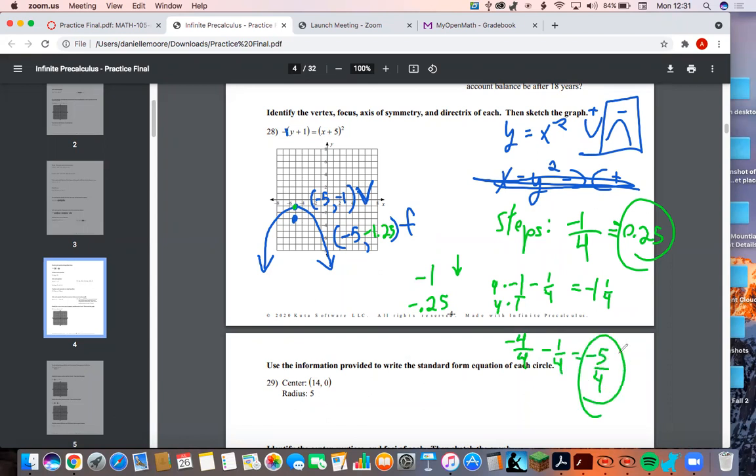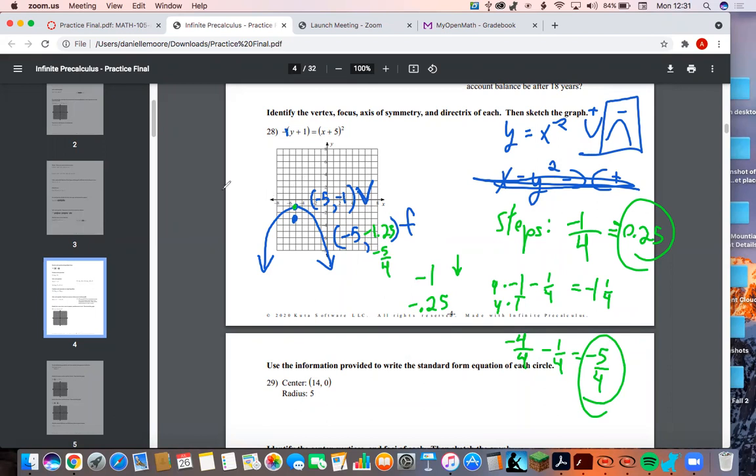And I think that's the way they have it in your answer book, or in the answer key here, is negative 5/4, which is another way of writing negative 1.25. Because fractions can be more handy. They're more versatile, I guess, than decimals at times, even though they're not as user-friendly.